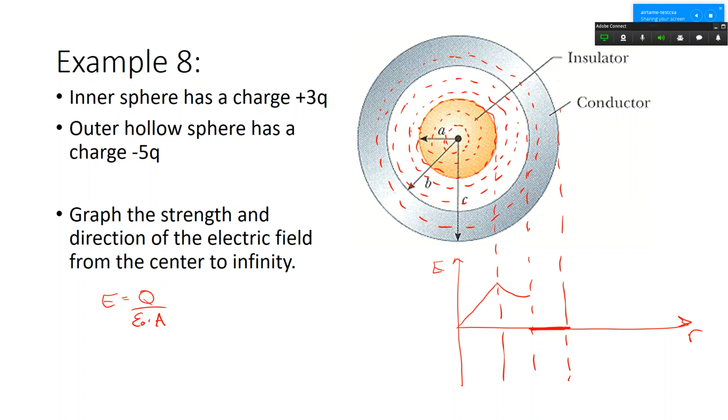If I'm here, let's say, the charge is on the inner surface and on the outer surface. Anything in between is considered to have no charge because it's a conducting sphere. If it was an insulating sphere, then it would be different.